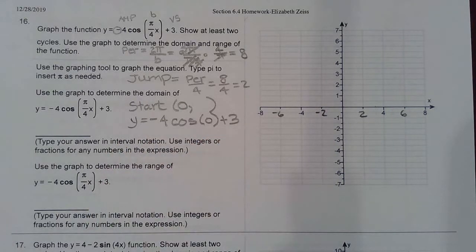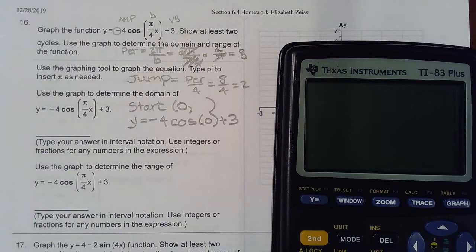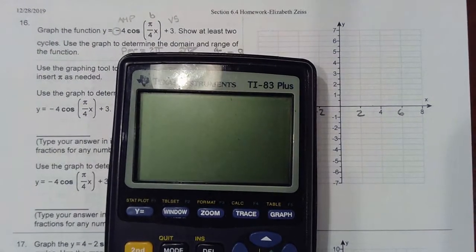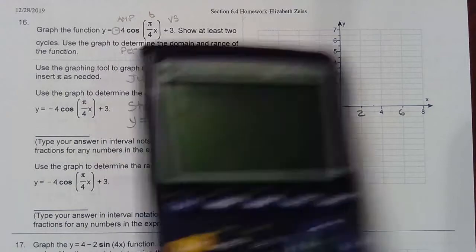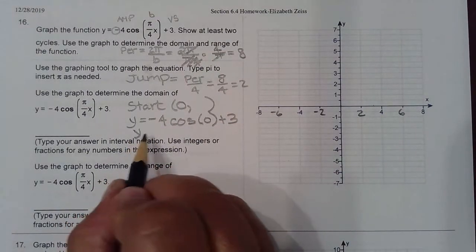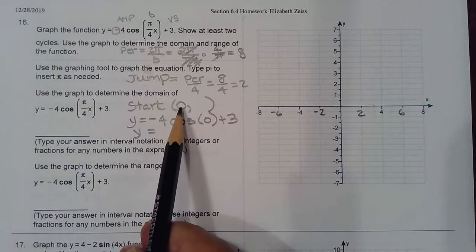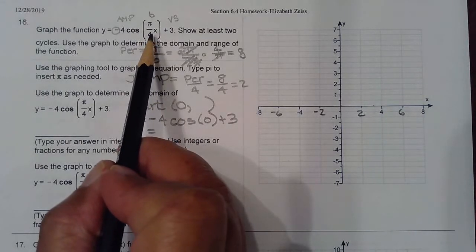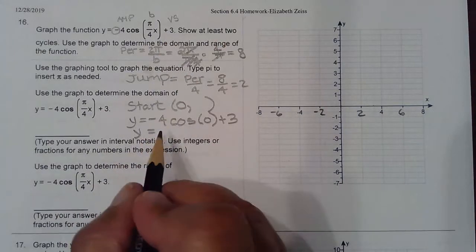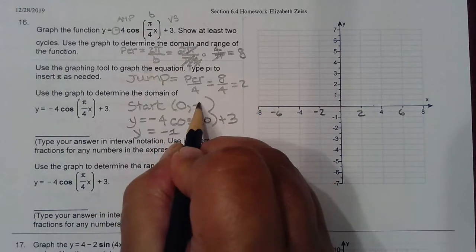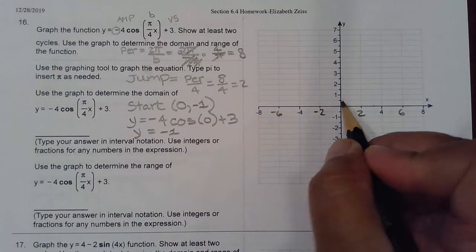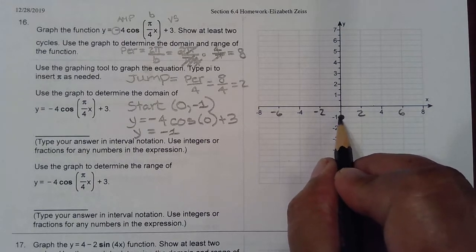When you feed this into the calculator, you just feed it in just like you see it. -4 cosine of 0 plus 3. And you get -1. So you can let your calculator do that part for you. So the y partner, when you're going to use a 0 right in here, which gave us -4 cosine of 0 plus 3, results in a -1. So now we have our start point. So our start point is right here at 0, -1.